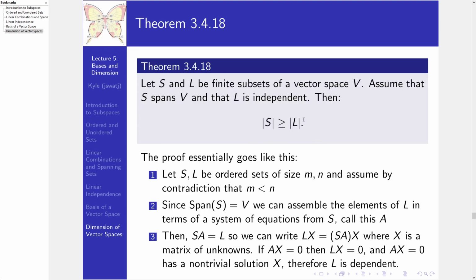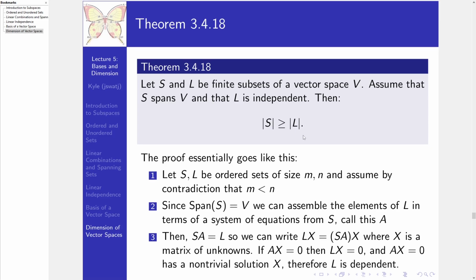So the proof of this, at least the proof that he wrote in his book, is not too complicated. If we let S and L be ordered sets of size m and n, and assume by contradiction that m is less than n, so this is false, and we know that the spanning set of S is equivalent to V, we can assemble the elements of L in terms of a system of equations from S, which we call A.